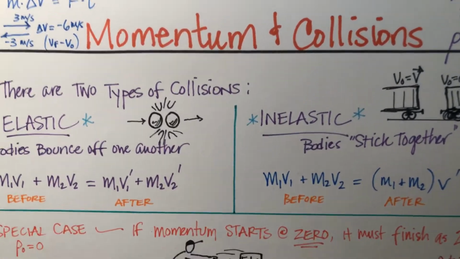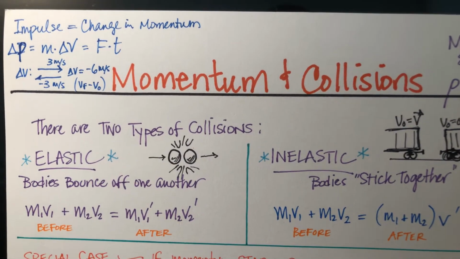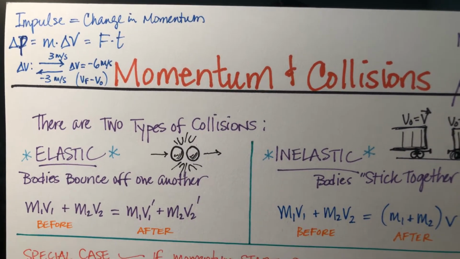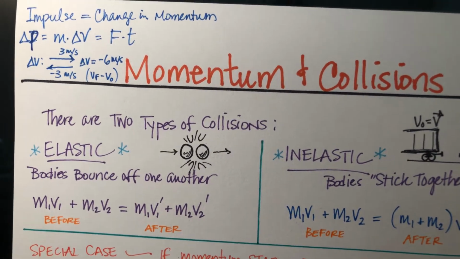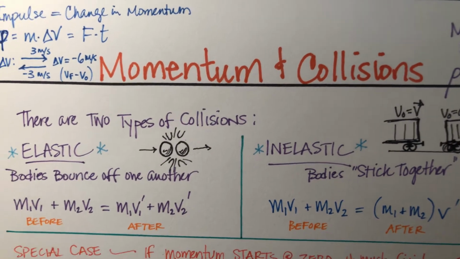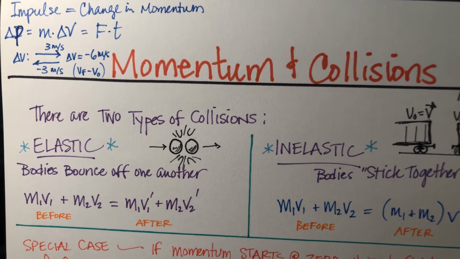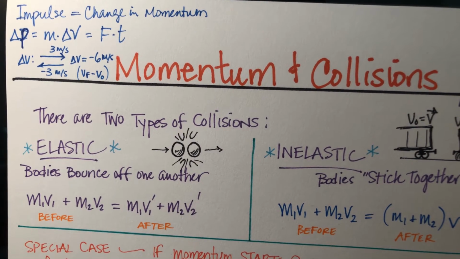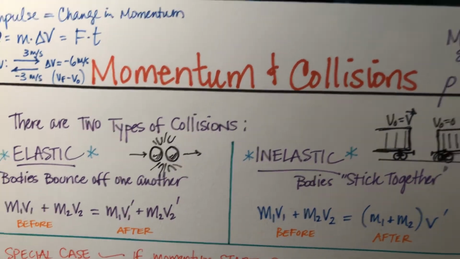All right, another video on momentum and collisions. One thing worth noting right away is the equation for impulse. Impulse is the change in momentum. Change in momentum is mass times change in velocity, which is also equal to force times time. If you think about that, change in velocity over time is acceleration, and mass times acceleration is force. So force times time.